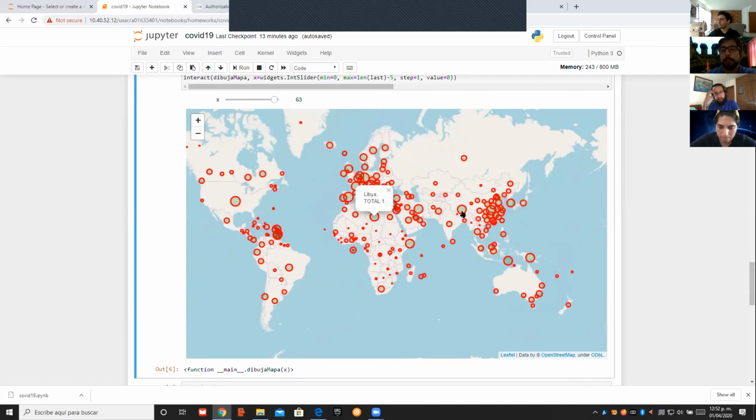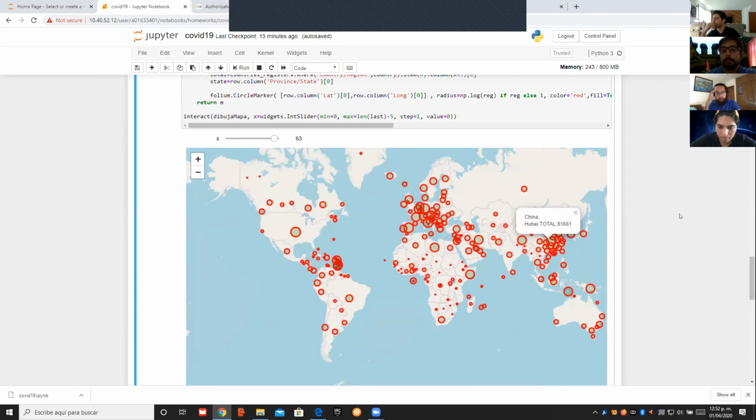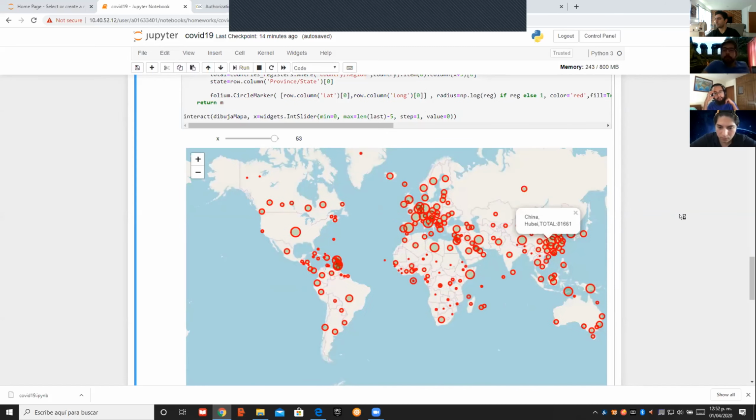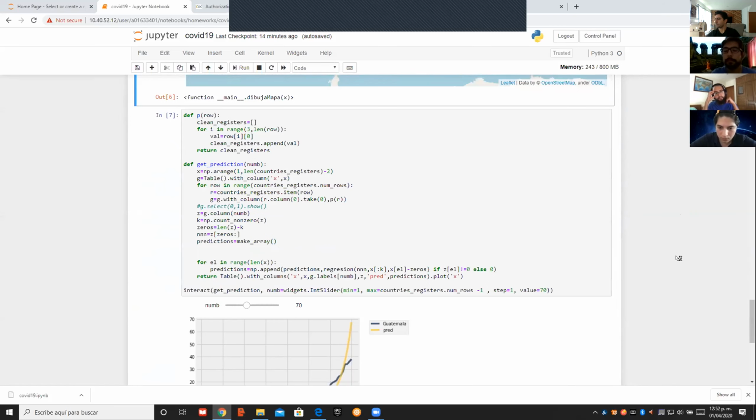We also had a little bit of trouble. We know that the data science package has a really nice way to draw maps with circles, but we found out that those maps didn't have labels on each circle, so we used the map package directly. And also we have the exponential graph.